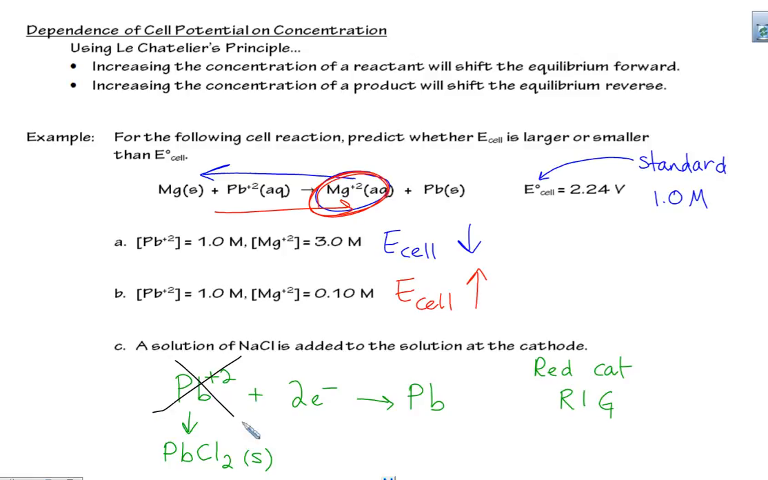Okay, so if I look at my overall equation up on top, if I decrease this lead ion, I would want to shift in a direction that replaces more. So to replace that lead, we're going to shift it in reverse. If we shift this thing in reverse, the cell potential will decrease. So anytime we're shifting forward, the cell potential increases. The force pulling the electrons through the system will increase. Anytime we shift in reverse, the cell potential decreases.